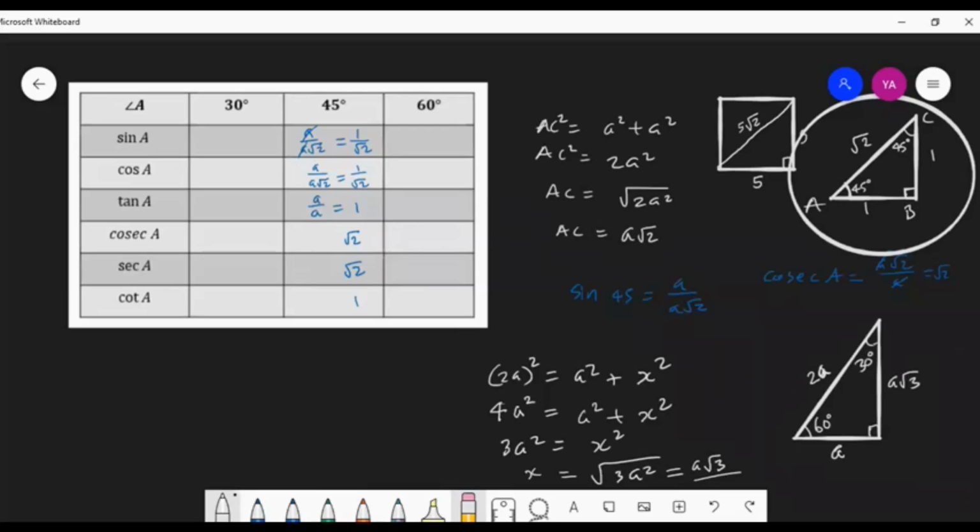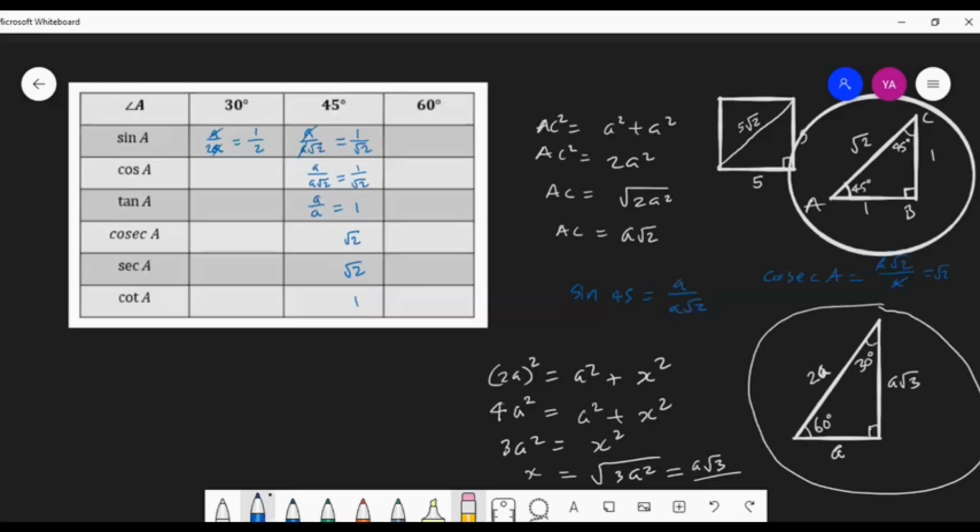Okay, so looking at this triangle, we take 30 degrees first. What will be sin 30 from this triangle? Sin 30 is a by 2a. We know sine is opposite side by hypotenuse. So the side opposite to 30 degrees in this triangle is a, and the hypotenuse is 2a. So a by 2a. Simplify this: we can cancel the a's, so 1 by 2.